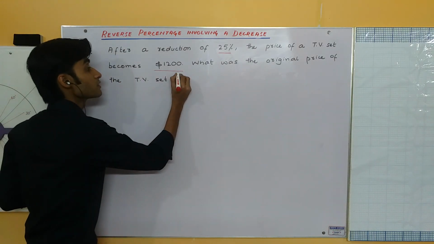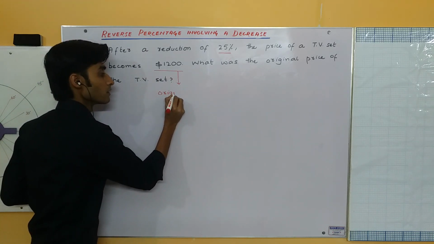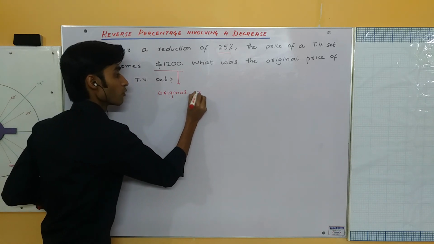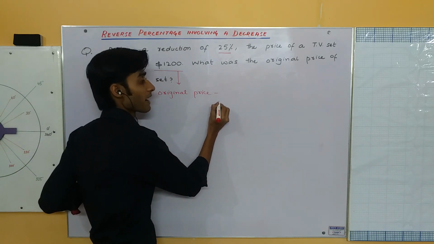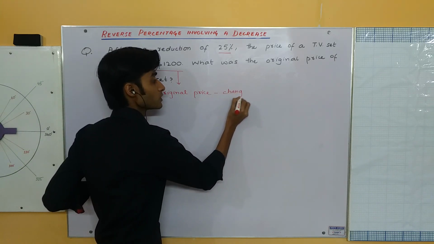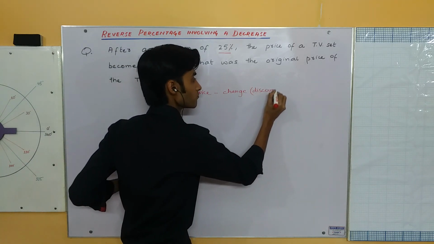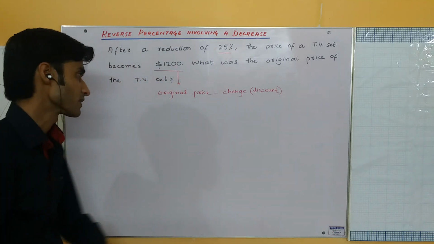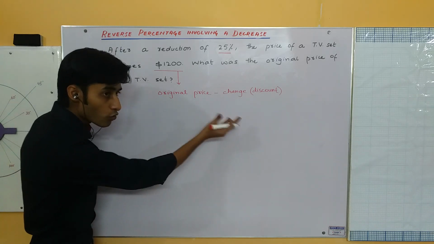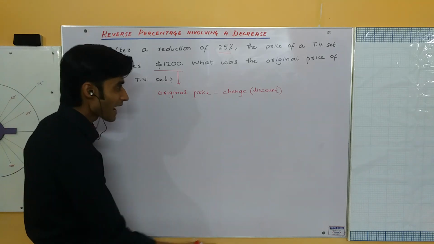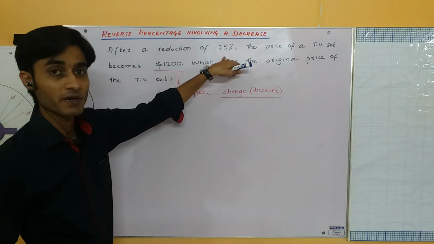So again, what is this 1200? Is this 1200 the original price? No, this is not the original price. This is original price minus the change, which we call discount. You all know what discount is. Okay, the original price minus change in that price. I do not know what the original price is, but I know that the change that has occurred is 25%.